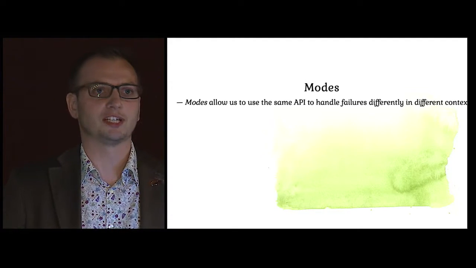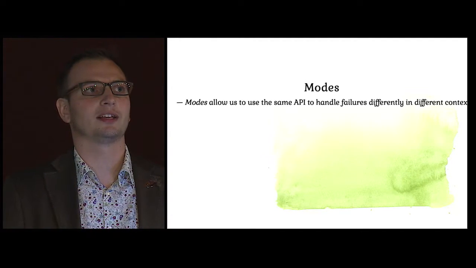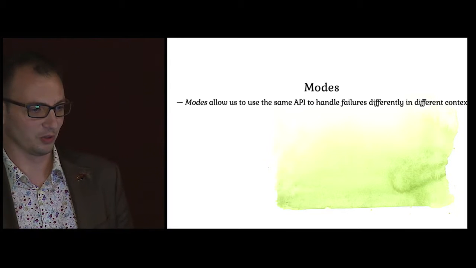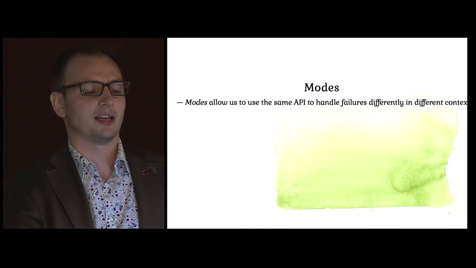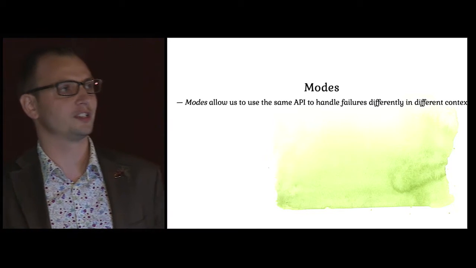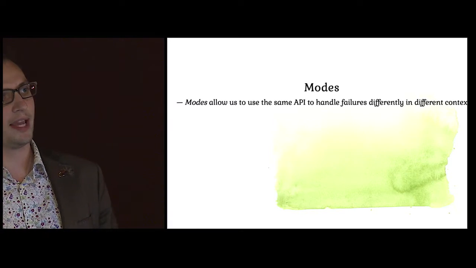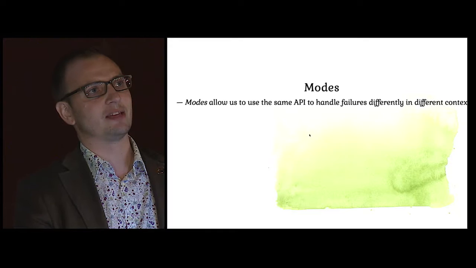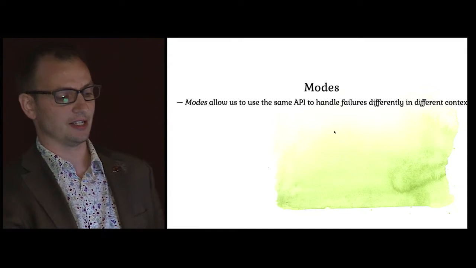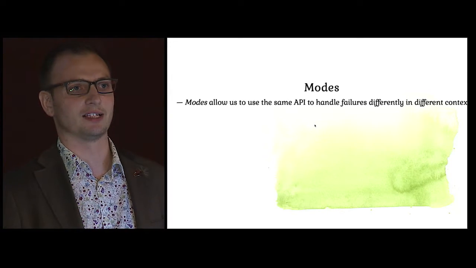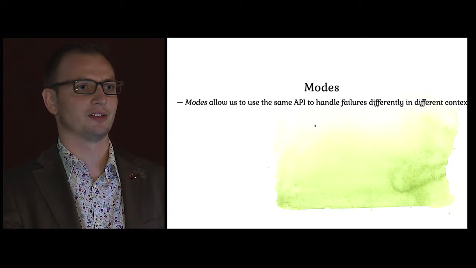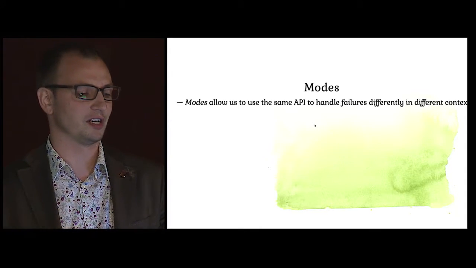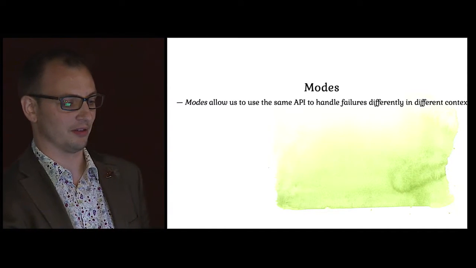Now I've spoken several times about an idea called modes. Who has not heard of modes? Okay, enough that it's worth me talking about them. So modes was an idea I came up with a few years ago now for dealing with different ways of handling errors or failures. And what I've said here is it allows you to use the same API to handle failures differently in different contexts. So same API, what I mean by that is the same method signature. You're calling the same method. It's not like a similar one, a copy of the original one with a different return type. It's literally calling the same method.